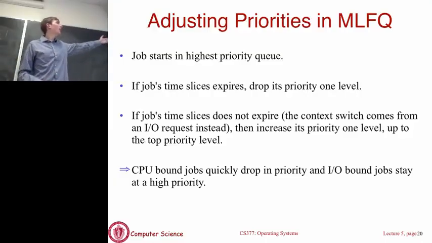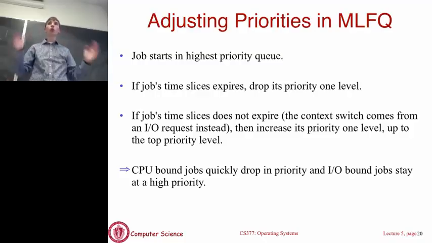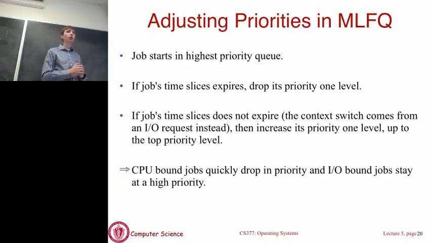So if you don't use your entire time slice, and you end up doing a context switch because your job made an I/O request, then we're actually going to increase its priority level. Of course, up to the top priority level, you can't increase past there. But that's how you're going to shift jobs between the priority levels. If you use up your entire time slice, you drop 1 in the priority level. If you don't use your entire time slice, you go up.